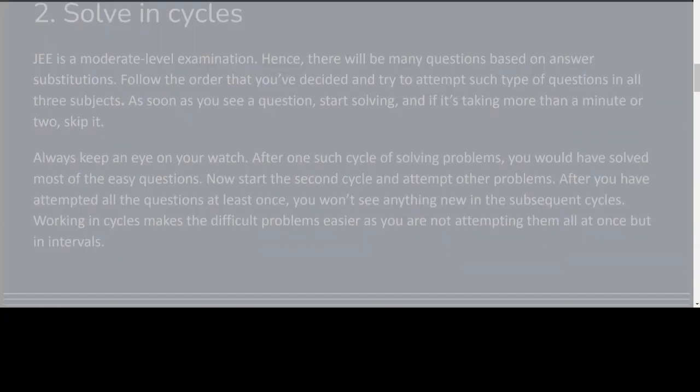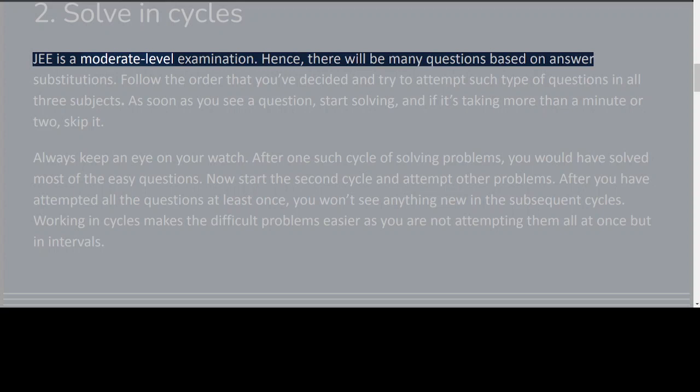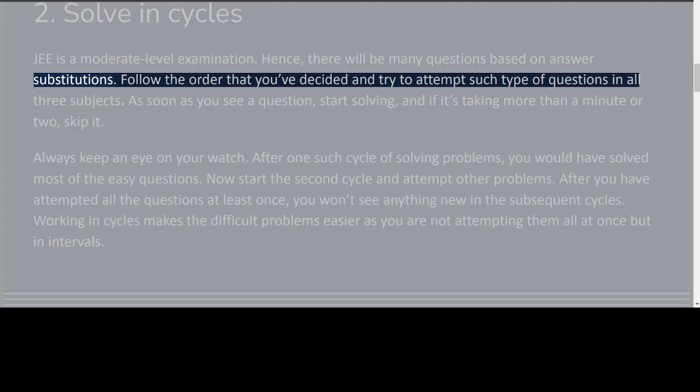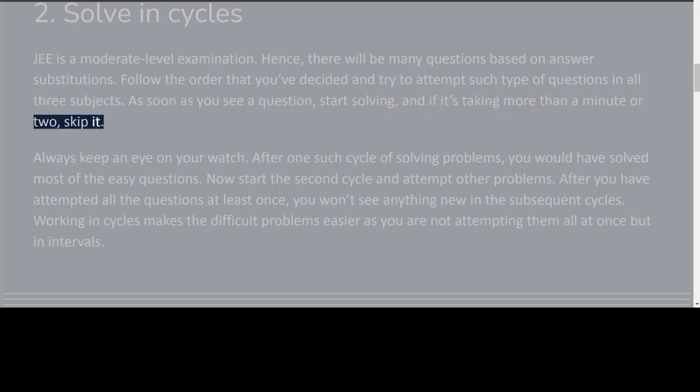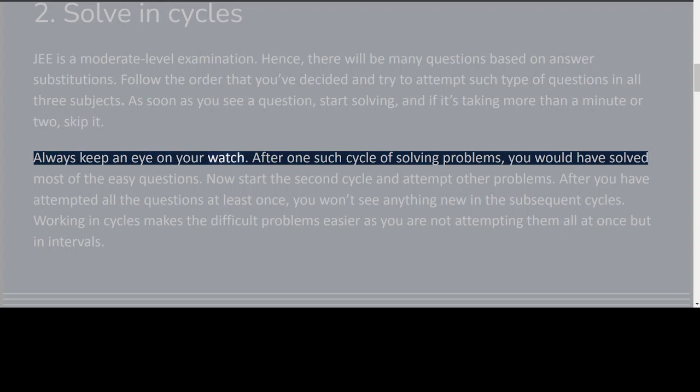2. Solve in cycles. G is a moderate level examination. Hence, there will be many questions based on answer substitutions. Follow the order that you've decided and try to attempt such type of questions in all 3 subjects. As soon as you see a question, start solving, and if it's taking more than a minute or 2, skip it. Always keep an eye on your watch.